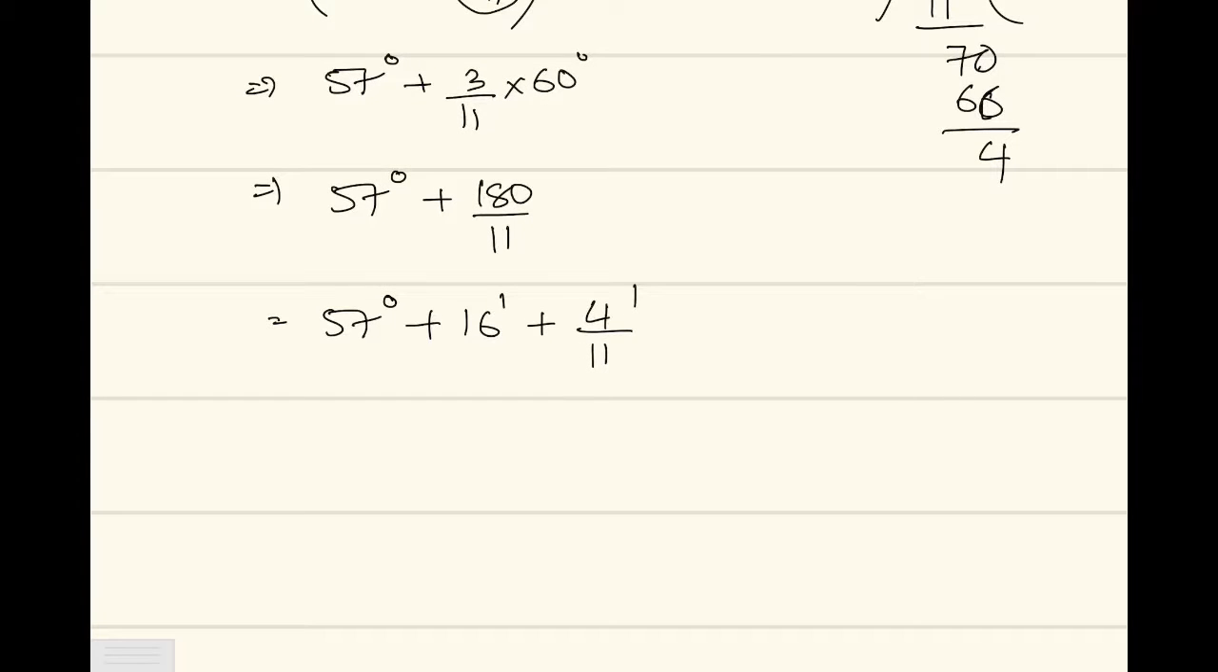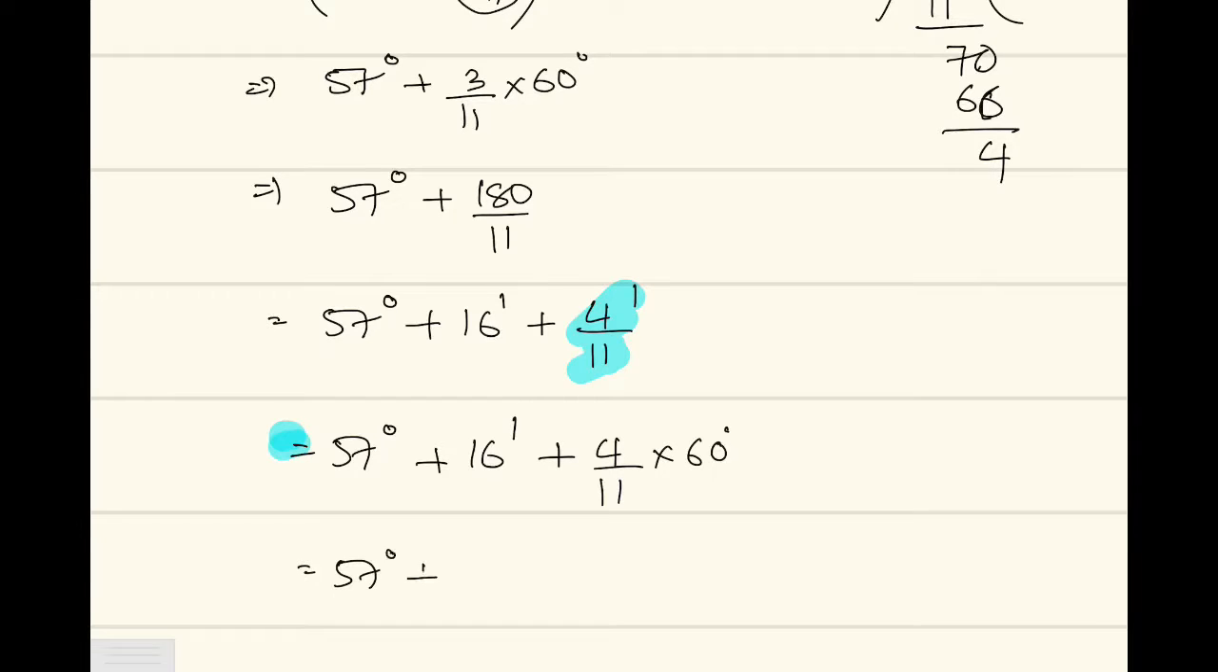But now this, I don't want this. This is a fractional minute. So what do I want to do? I want to convert into further measurement. That's seconds. So how do I do that? Sorry, 57 degree plus 16 minutes is fine, plus 4 by 11. How to convert minutes to seconds? Multiply by 60, and then you'll get 57 degree 16 minutes plus 240 by 11 seconds.